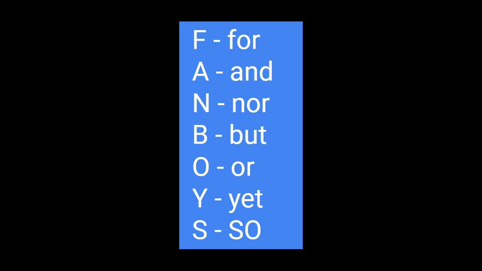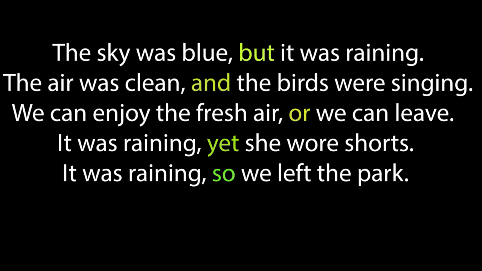So let's look at a few sentences that are examples of compound sentences. The thing with compound sentences is that if you already know how to write a simple sentence, it is a simple sentence. It's just two and they're stuck together with a coordinating conjunction and a comma. Don't forget the comma. Okay? So we have number 1. The sky was blue, comma, but it was raining. The air was clean and the birds were singing.